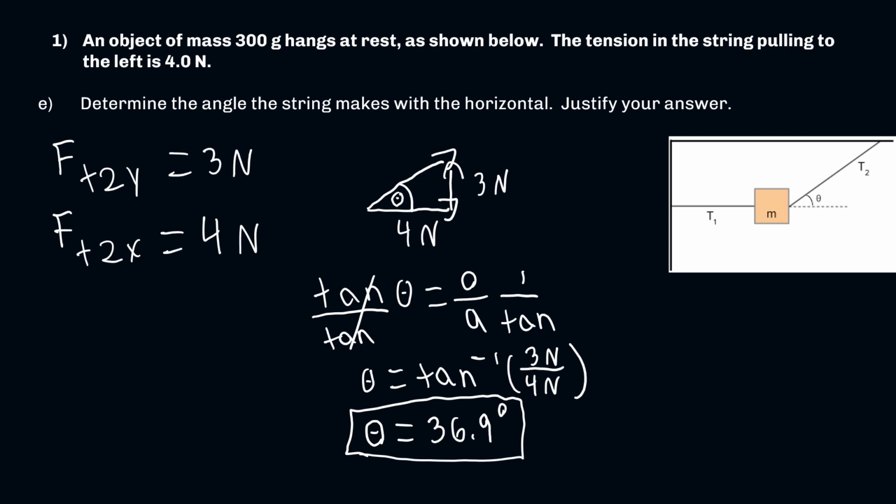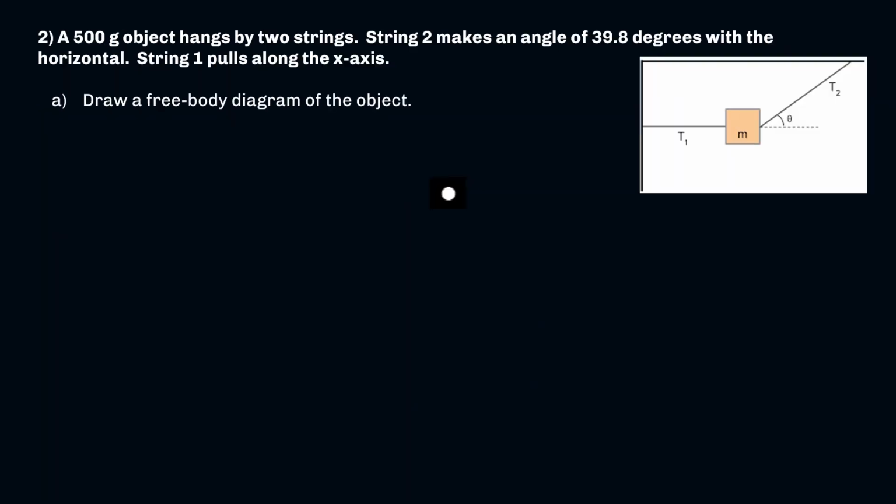So let's get into example number 2. Example number 2 is more of the same, but a little bit of a different situation. We have the 500-gram object hangs by two strings. So that's our mass M there in the middle. String 2 makes an angle of 39.8 degrees with the horizontal. And string 1 pulls along the x-axis. So we have a similar situation, but we are given different variables, essentially, or different parts of our question to then find the answer.